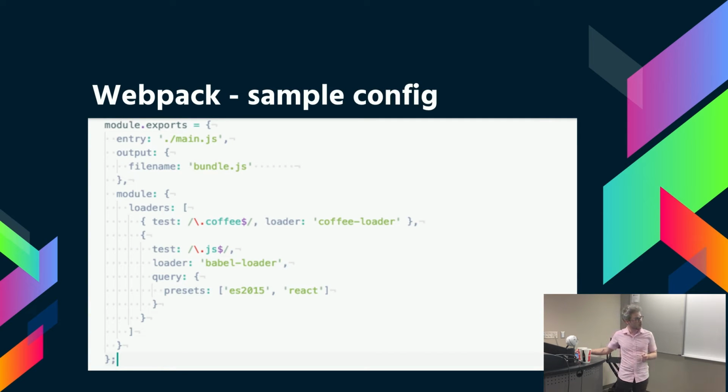So here's a sample Webpack config. This one's doing CoffeeScript, and so it's got some ES 2015 as well and React. So basically all of these three configs did the exact same thing. They just took JavaScript in, transformed it some way, and then spit it back out as an actual runnable JavaScript library.